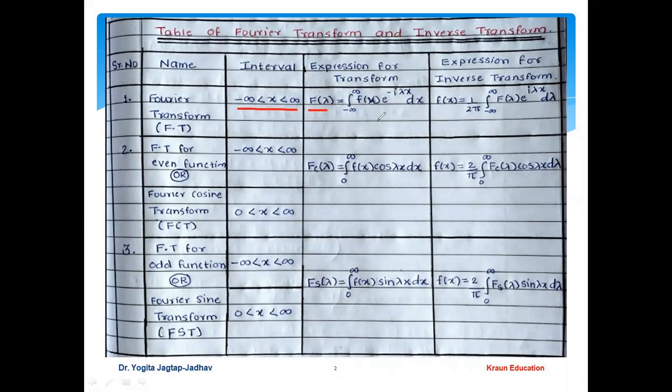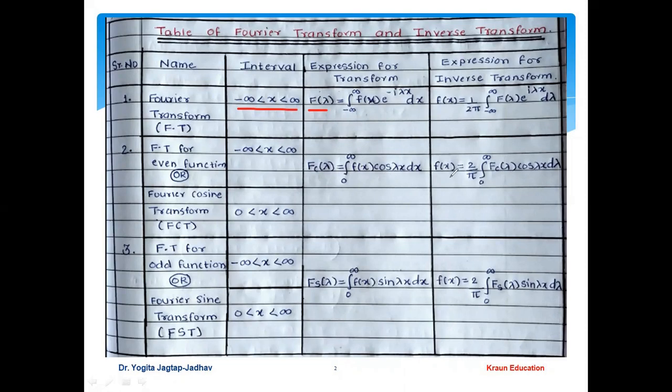Here you can observe that for the Fourier transform we have a negative exponent, while for the inverse Fourier transform we have a positive exponent. For finding the Fourier transform for an even function defined in the interval minus infinity to plus infinity, or for finding the Fourier cosine transform in the interval 0 to infinity, we have the same formula, that is Fc of lambda, nothing but the Fourier cosine transform of f of x, and it's given by the integration from 0 to infinity f of x cos lambda x dx.